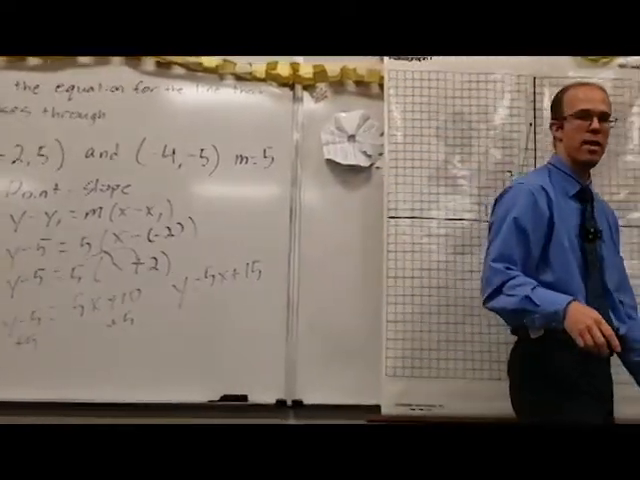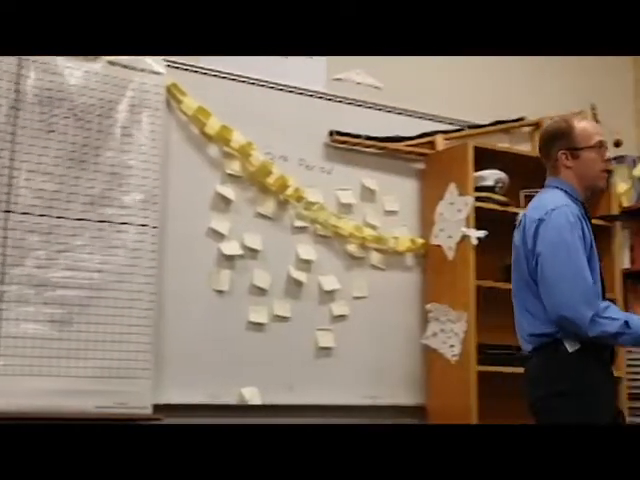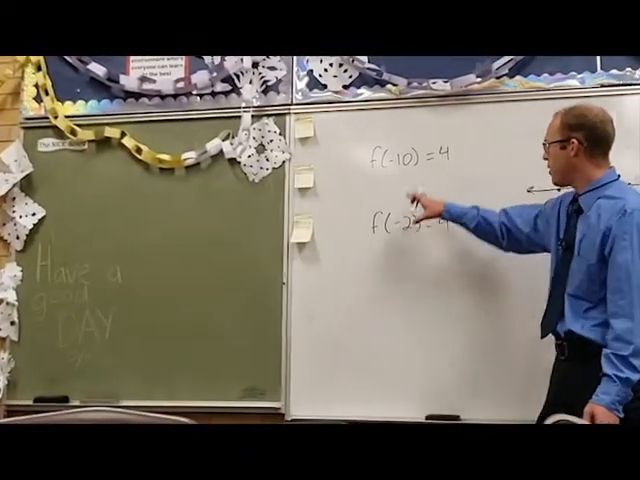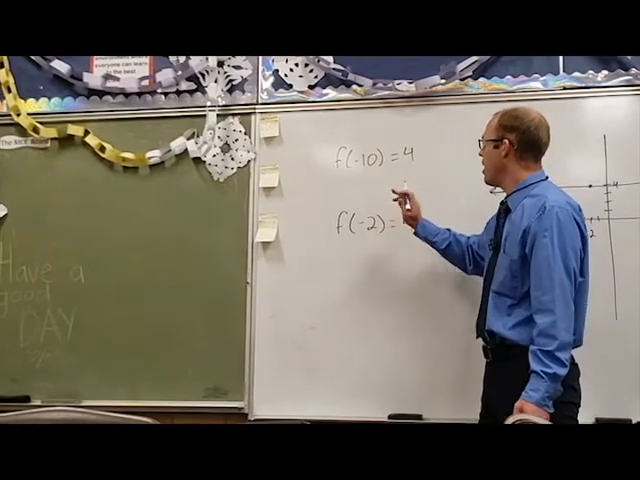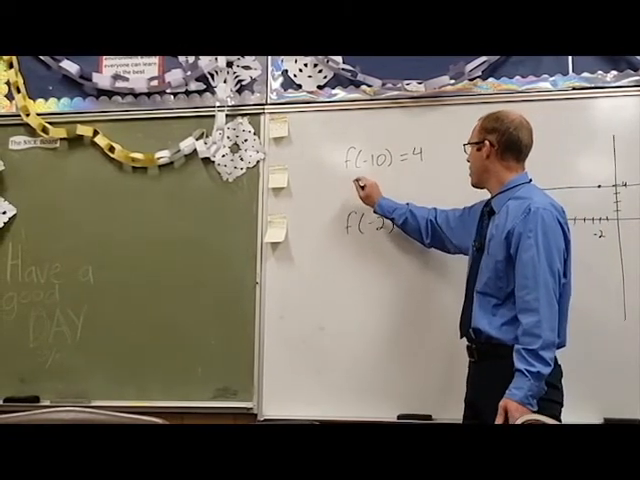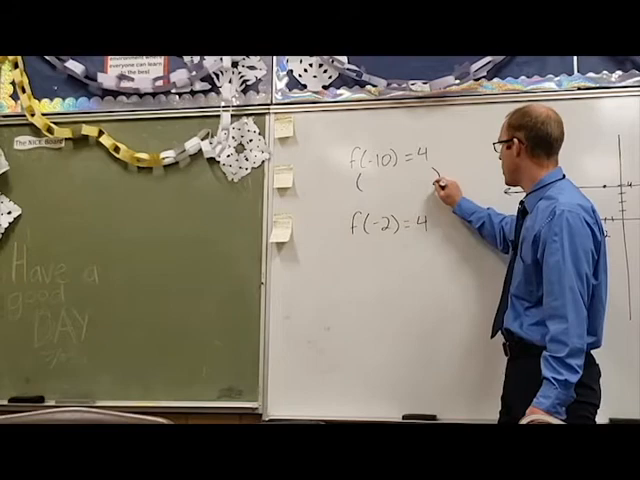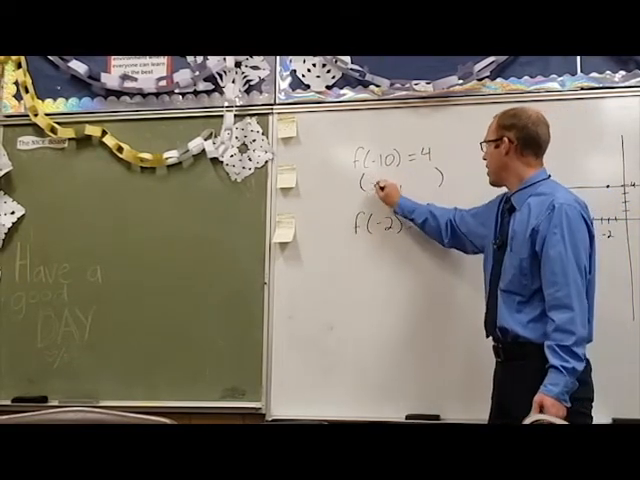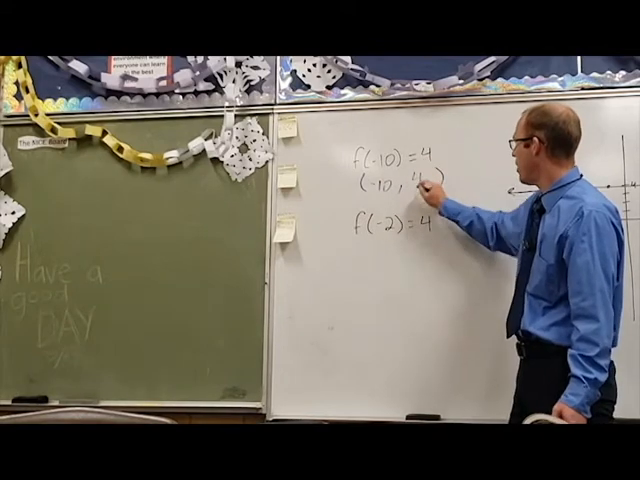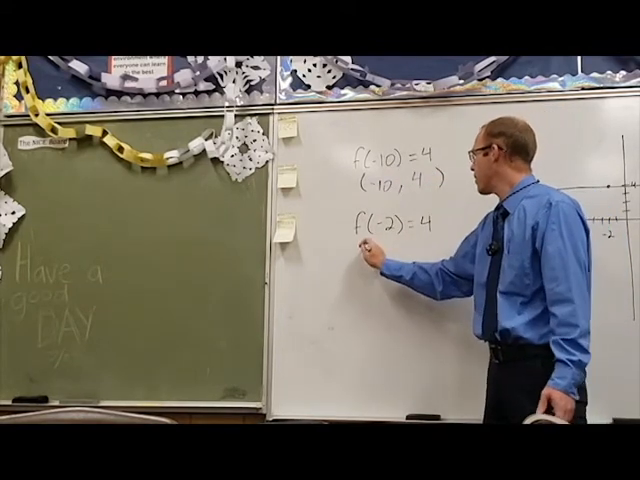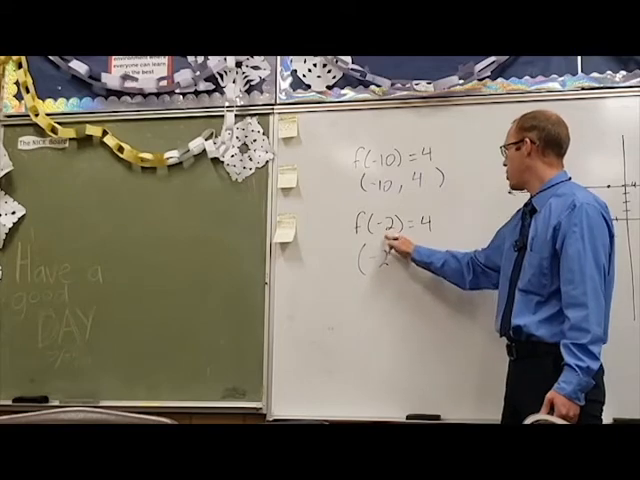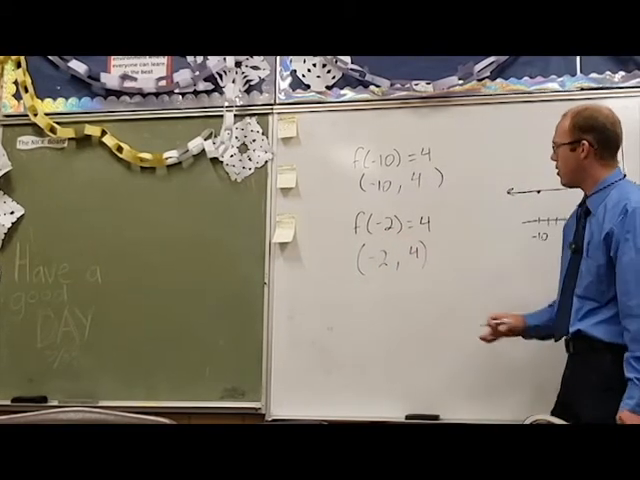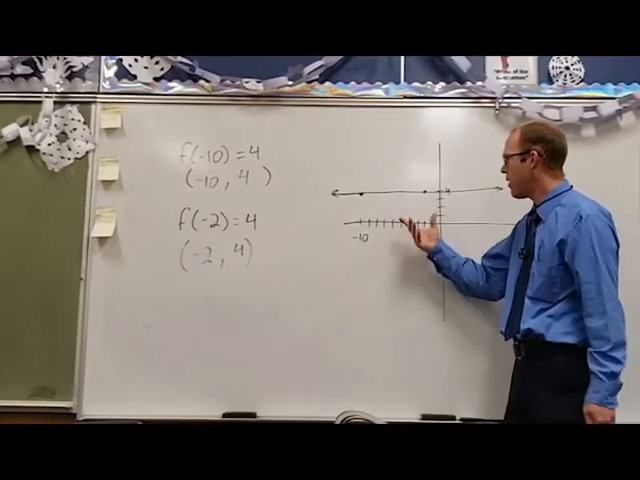Let's do one more example, and this time we're given some notation, some function notation. Our information is written this way, and I'm going to write it as an ordered pair. Now, you don't have to write this as an ordered pair if you can see it from this. But our x value is negative 10, and our y value is 4 in this equation. And for this one, our x value is negative 2, and our y value is 4 again. Okay, now I've got those on the graph over here, so we can find our slope.